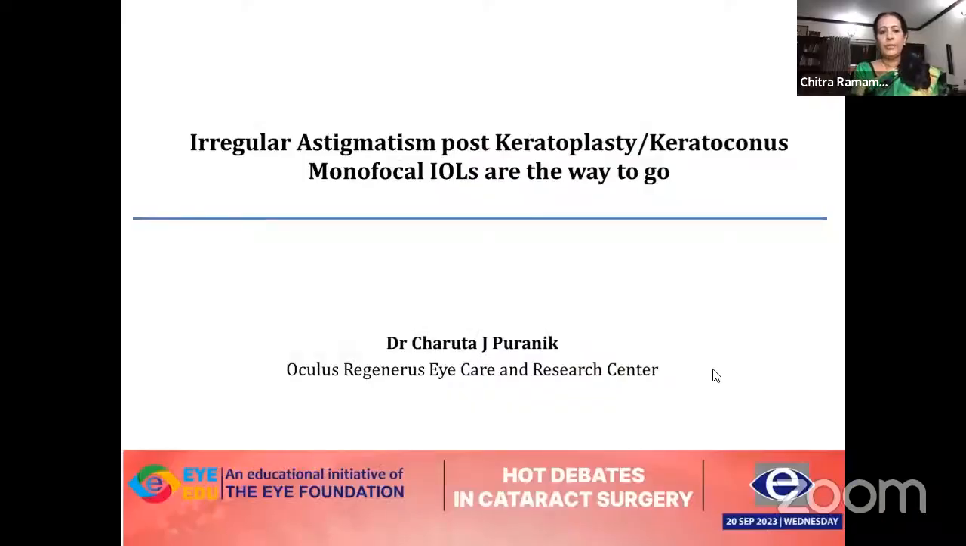Now, contradicting her is going to be Dr. Shreyas Ramamurthy, who's a consultant for cataract, cornea, and refractive services at the Eye Foundation Group of Hospitals. And he is going to say that toric IOL is the answer more often than not in keratoconus or in post-keratoplasty eyes. And giving her expert viewpoint on this, again, we will be calling Dr. Prema Padmanabhan. And so on to you, Dr. Charuta. Let's hear from you about why you feel monofocal is the way to go.